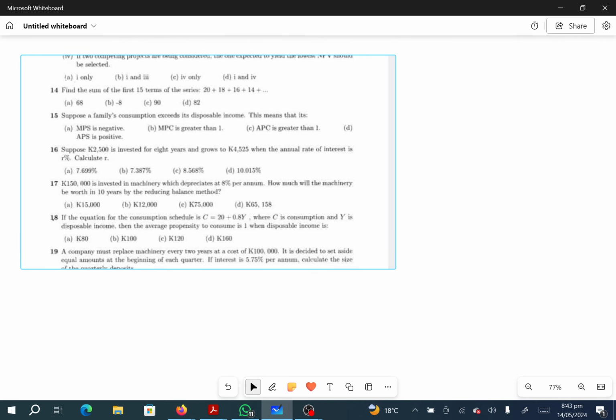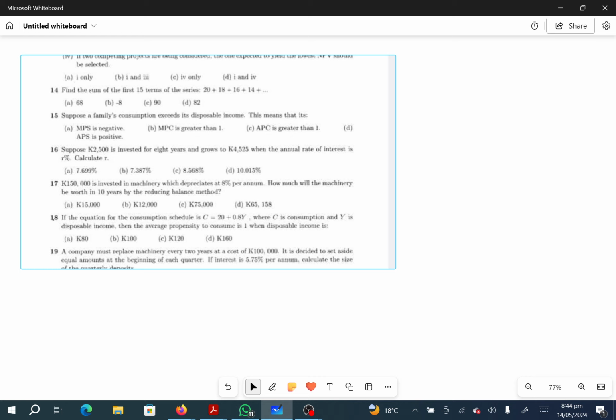Okay, so we read question number 17. Question number 17 is saying 150,000 is invested in machinery which depreciates at 8% per annum. How much will the machinery be worth in 10 years by the reducing balance method? So we are asked to calculate the book value of this machinery at the end of 10 years.